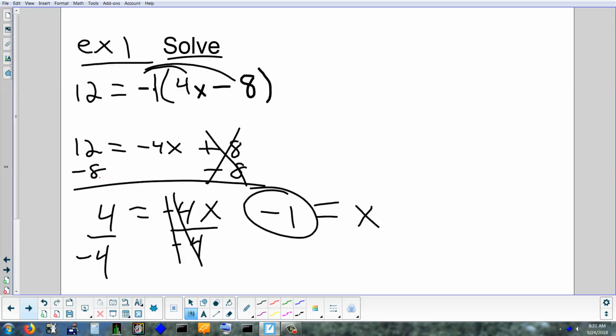Okay, any question on that? It's pretty straightforward. There's not really a lot of things that are tricky. It's not like you had the same variable on both sides where sometimes it cancels out and you get a true or a false. Distributive property is a little easier than that.